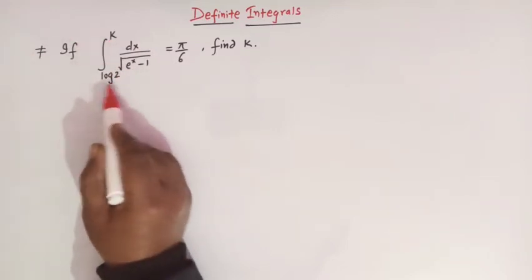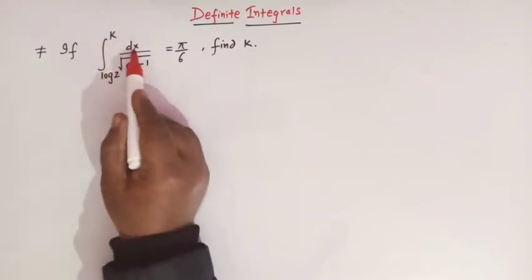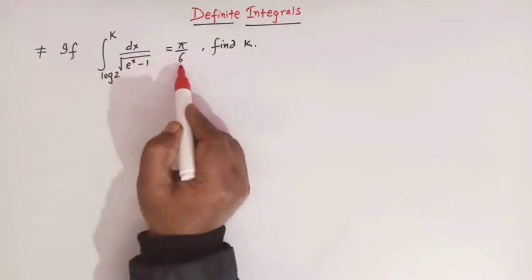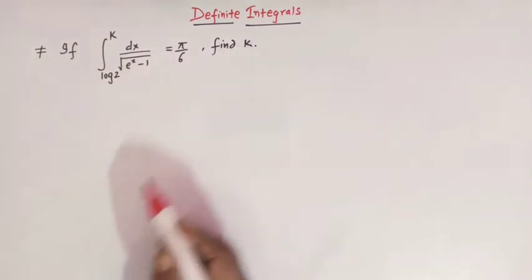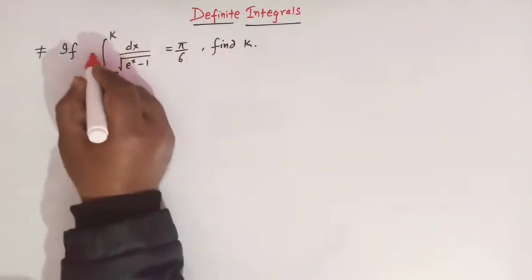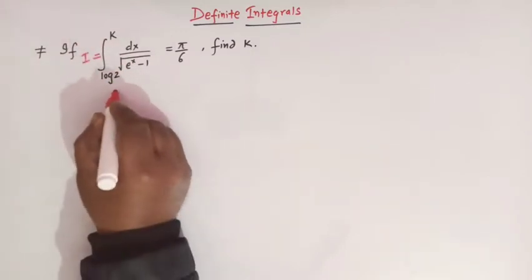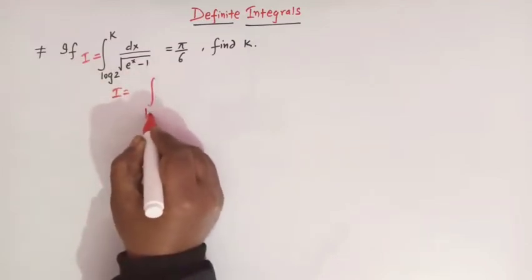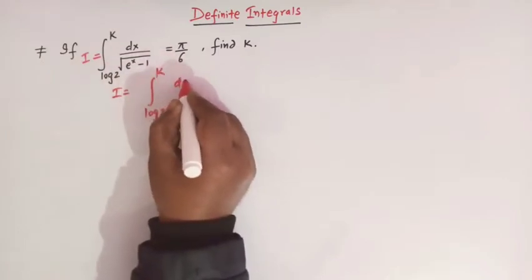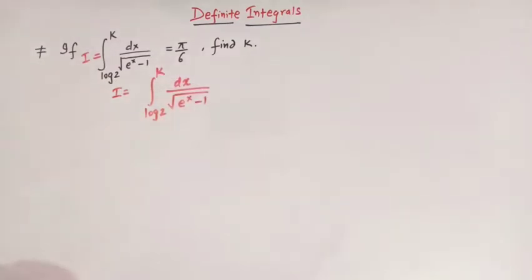So here we are given the definite integral from log 2 to k, dx over square root of e raised to x minus 1, is equal to pi by 6, and we have to calculate the value of k. Now here we'll first take this integral as I. So let us take I is equal to the integral from log 2 to k of dx over square root of e raised to x minus 1.